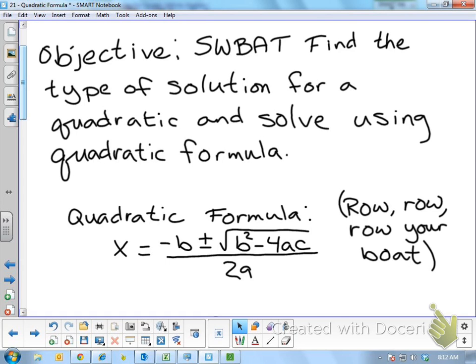So you'll notice I wrote row, row, row your boat next to it. Usually a good way to help memorize large quantities of information is to put it to music. So a lot of teachers do Pop Goes the Weasel, but I can never remember the melody for Pop Goes the Weasel. I don't know why, it doesn't stick in my head. But I always remember row, row, row your boat.